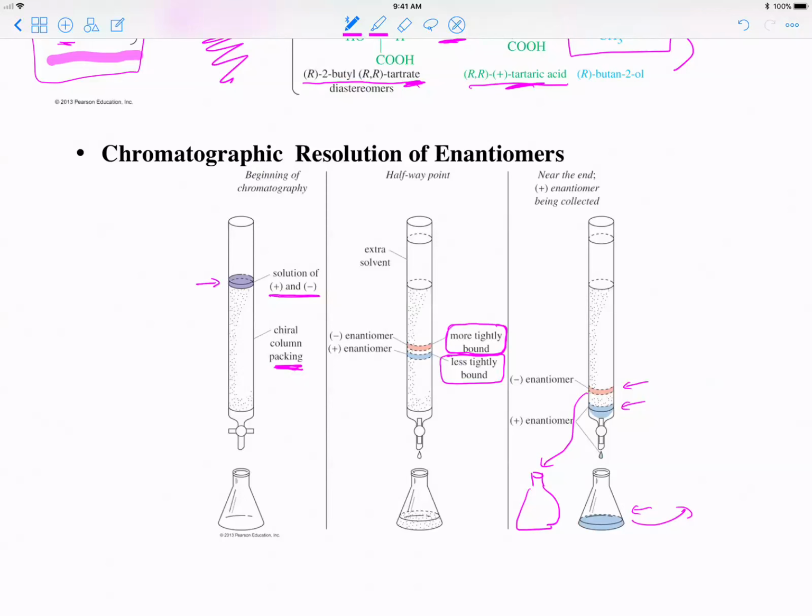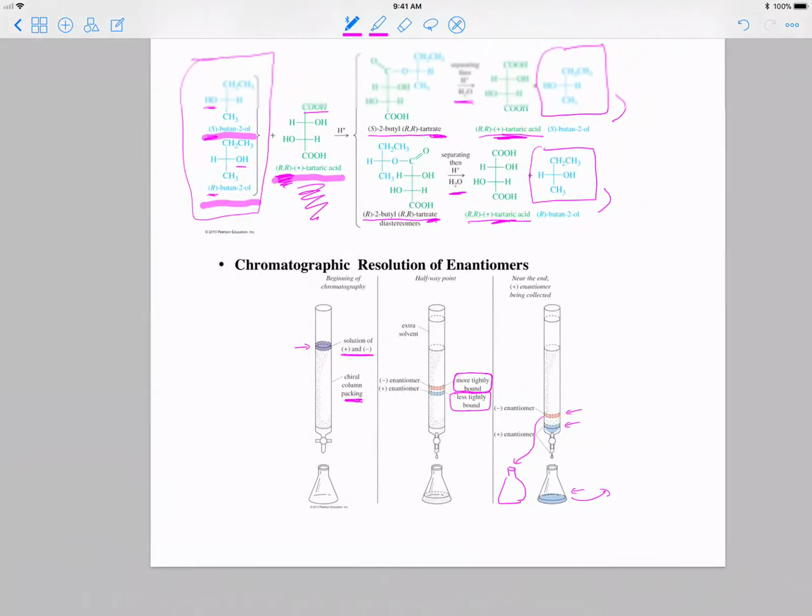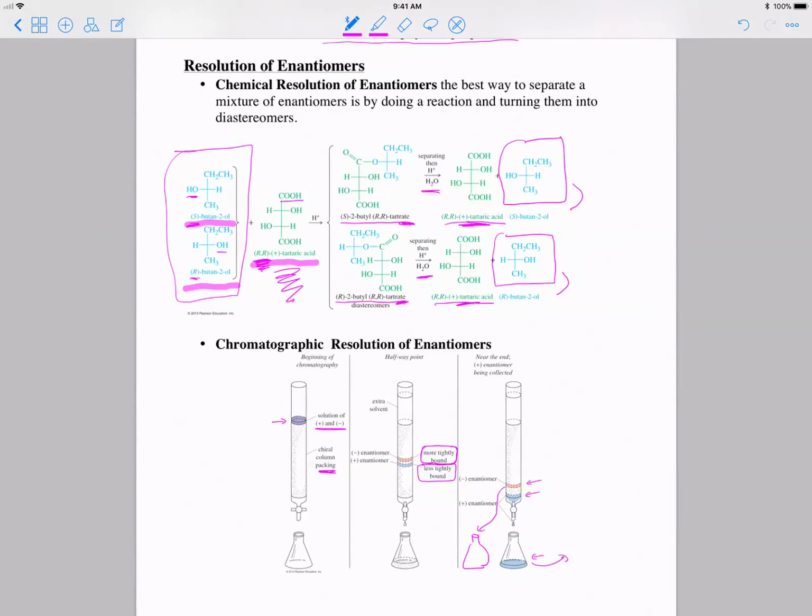So, the two ways of separating out enantiomers. Enantiomers have the same physical properties, but you can turn the enantiomers into diastereomers and then separate those apart, or you can put the enantiomers into a chiral column and they'll move at different speeds through the chiral column, and you'll be able to separate them out that way. Those are the two ways, and that is the end of the chapter.